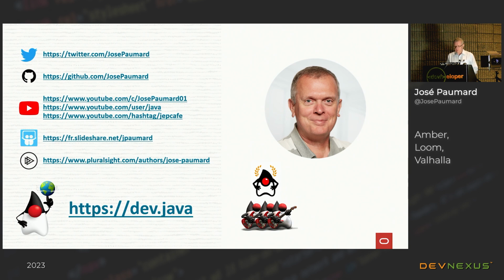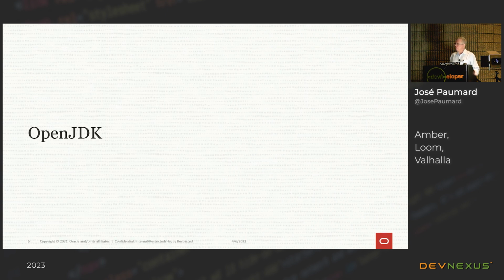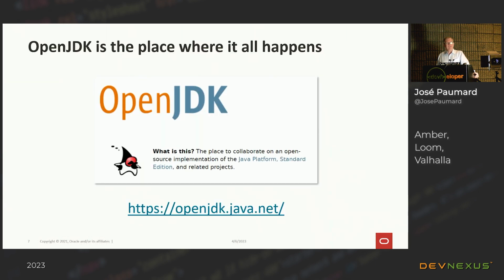Great. So everything I'm going to talk to you about relates to projects that are being developed under the OpenJDK website. The OpenJDK is actually a place. It's an association of people, right? OpenJDK.org or OpenJDK.java.net, which are basically the same website, will take you to this place.